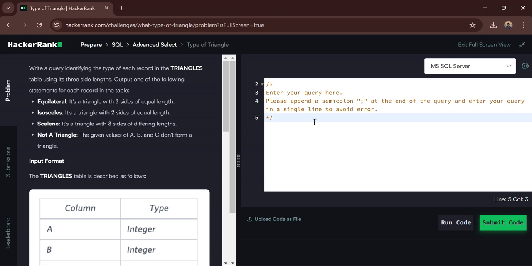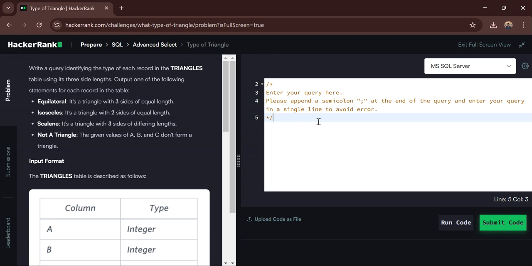Now jump to the question. So understand the question. First understand the demand of the question. In this question we need to identify the type of the triangle, based on the length of each side.